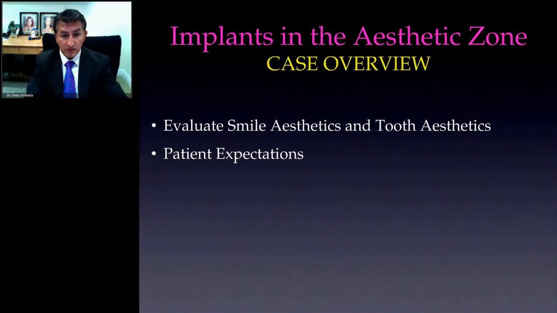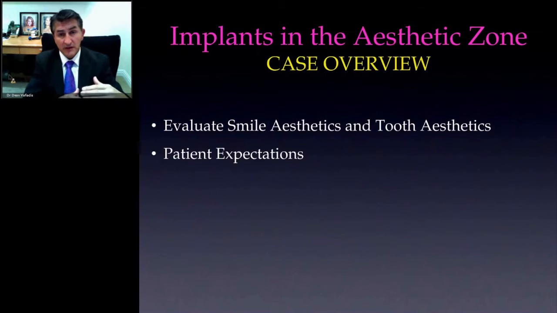In the aesthetic zone, we're evaluating the smile aesthetics and the tooth aesthetics. If we're going to replace one tooth, what are the other teeth looking like? If we're going to replace 2 teeth, how is the occlusion going to affect it? If we're going to replace 4 teeth, are they going to meet together? How is the tissue going to look?